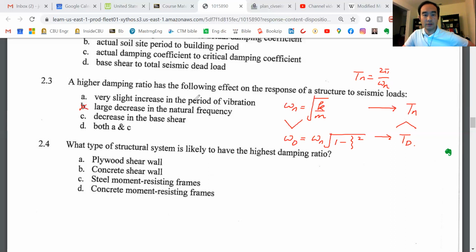Very slight increase in the period of the vibration. When you have a higher damping value, the frequency is going to be smaller, so we will have a longer period. So this is going to be the right one.